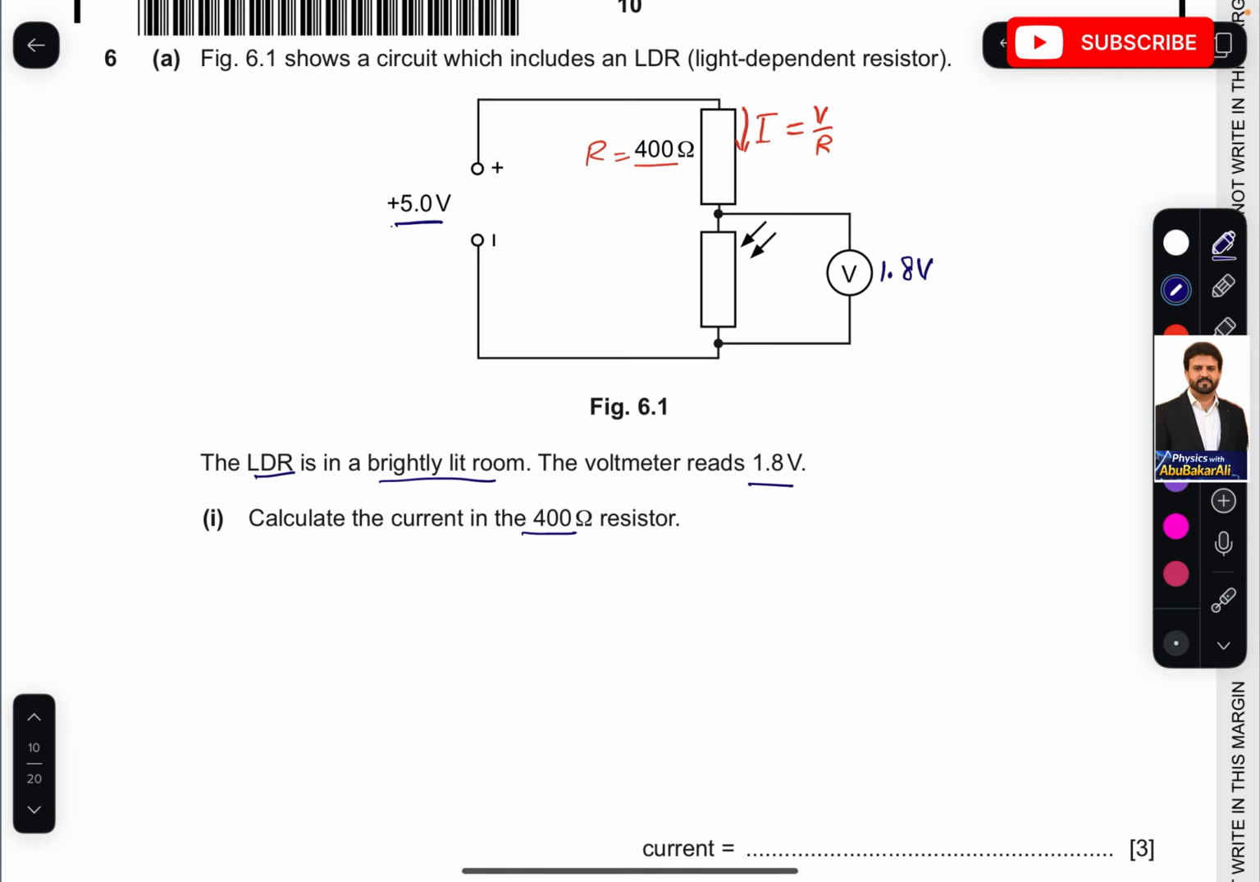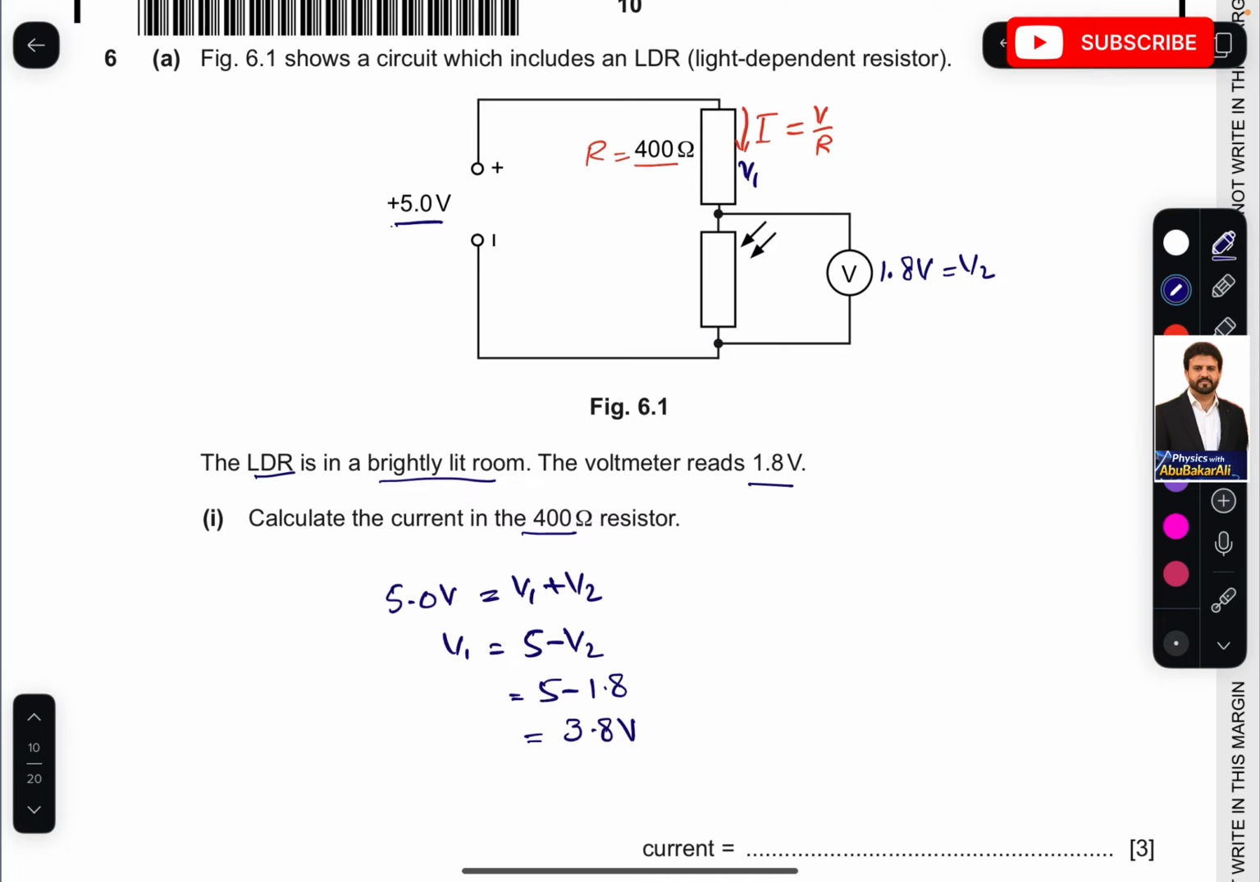So we know in series the voltage is divided among the components. Let's suppose you call this voltage V1, you call this voltage V2. So we know the 5 volts that is provided is equal to V1 plus V2. So V1 is equal to 5 minus V2. So this will be 5 minus 1.8. You will get 3.8 volts. Okay. So we get the voltage.